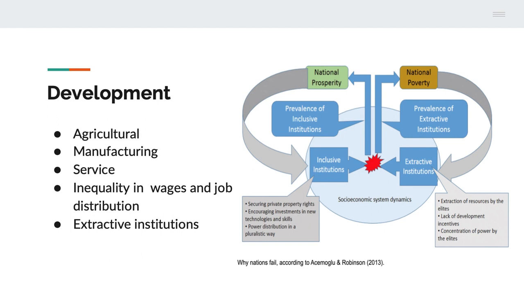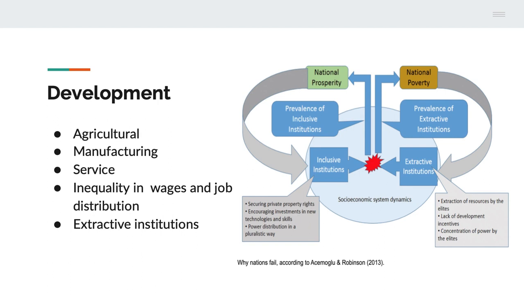Extractive institutions, which concentrate power and resources within a small elite, significantly contribute to inequality and hinder development. Societies with inclusive institutions, where rights and opportunities are widely shared, are more likely to industrialize successfully. These inclusive institutions encourage investment and protect private property, facilitating development as seen in the Americas, Australia, and New Zealand.